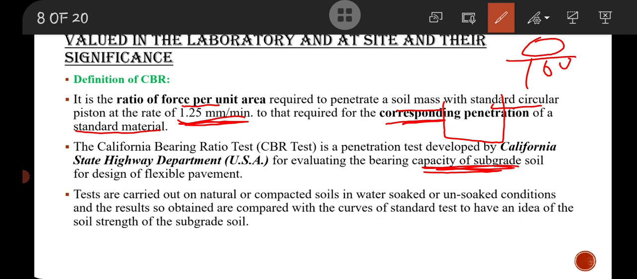The tests are carried out on natural compacted soil in soaked or unsoaked condition, and the results so obtained are compared with the curve of the standard test to have an idea of the strength of the subgrade soil.